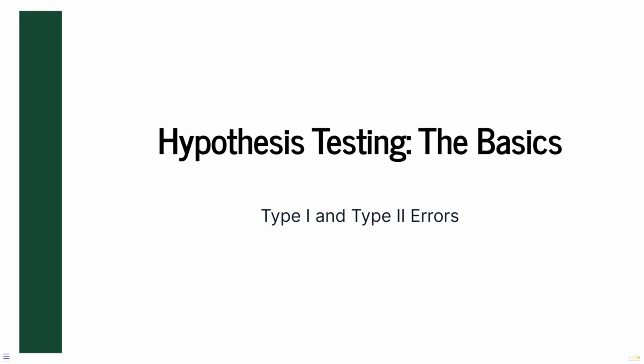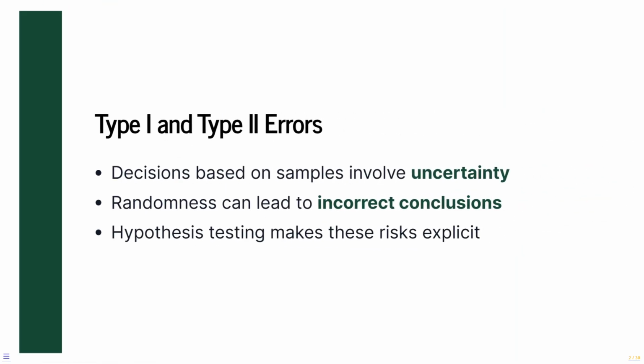Whenever we make decisions using sample data, there is always some uncertainty. Because of randomness, we can end up making incorrect conclusions. Hypothesis testing makes this idea explicit by recognizing that errors are possible and even expected in the long run.